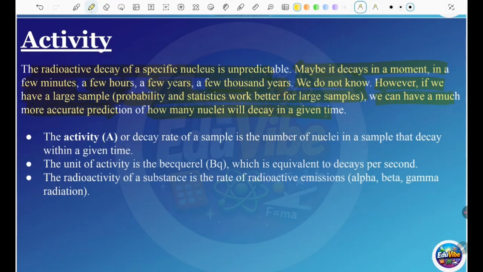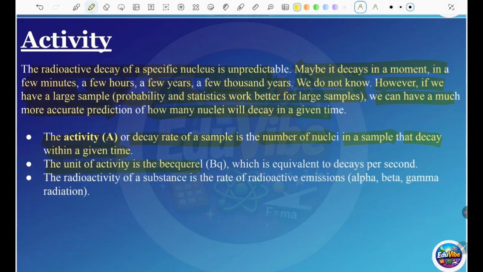So this is about how many nuclei will decay in a given time. For this, we have activity, denoted by capital A, or the decay rate of a sample. It is the number of nuclei in a sample that decay within a given time. That is what activity does: how much time it takes for that number of nuclei in a sample to decay.